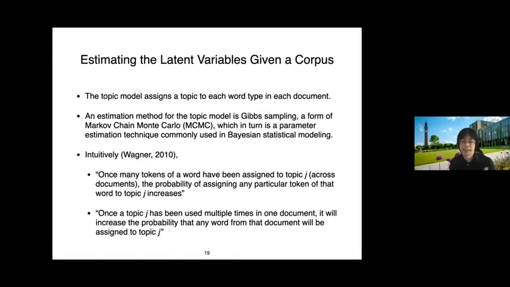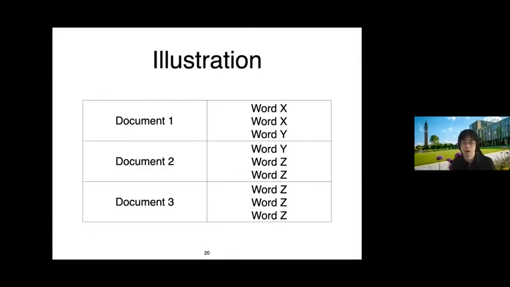But there's another principle, which says once a topic J has been used multiple times in one document, it will increase the probability that any word from that document will be assigned to topic J. So in other words, we want to have as few topics as possible in a document. Now, these two principles compete against each other. Let me illustrate it with a toy, a small corpus, including only 3 documents with 3 words each. Let us say we want to identify 2 topics in this toy corpus.